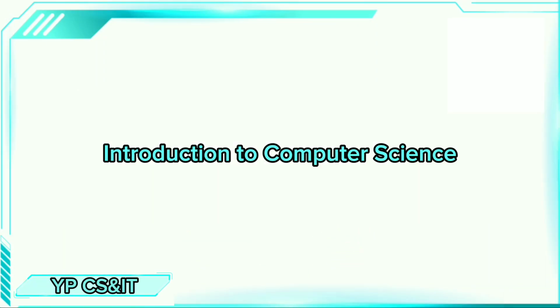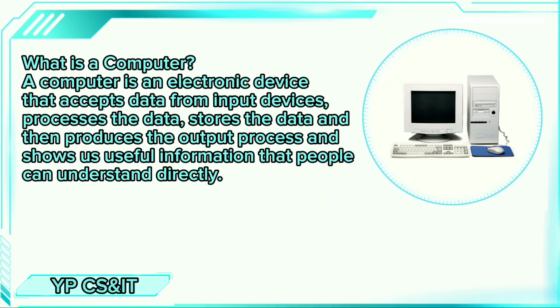Today our topic is Introduction to Computer Science, which we start with the definition of computer. What is a computer? A computer is an electronic device that accepts data from input devices, processes the data, stores the data, and then produces the output and shows us useful information that people can understand directly.